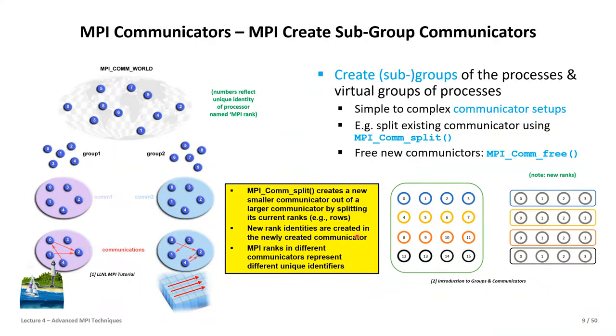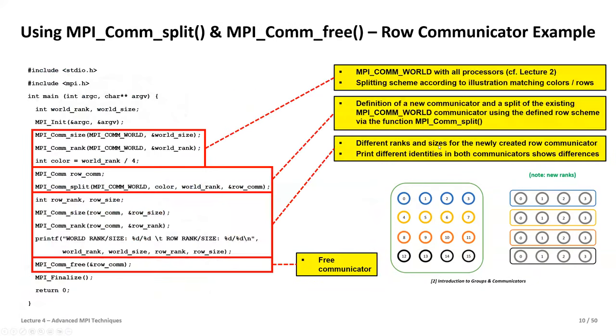Also important is that each of the communicators would have new identities of ranks. While in the MPI COMM WORLD, which might be the left side here, you have just one rank zero, obviously, because everybody's unique, you now have different new ranks if you split the communicators into new different communicators. It's very important to realize. Once you don't need them anymore, it's wise to free them. MPI COMM free can be used for that.